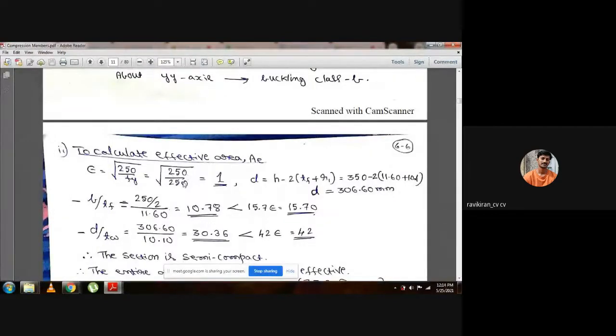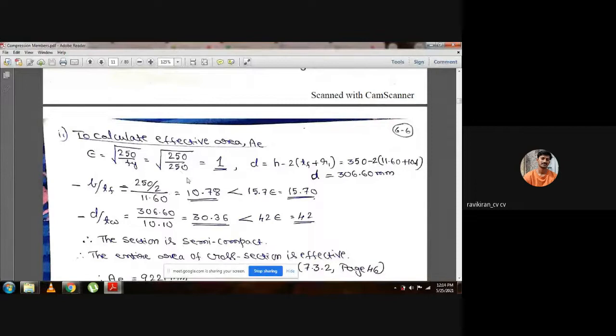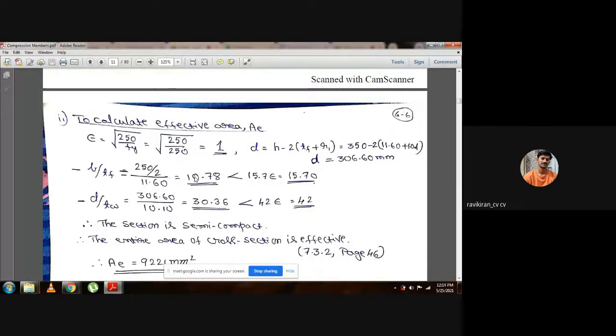To calculate the effective area, in the previous problem, what we did was open Table 2 to check whether it is a plastic section, compact or semi-compact. Same way here also we should check to get the effective area. Open Table 2.